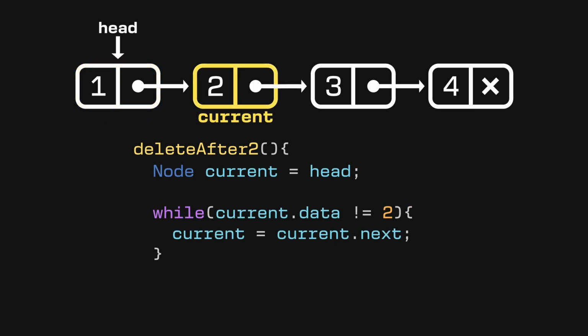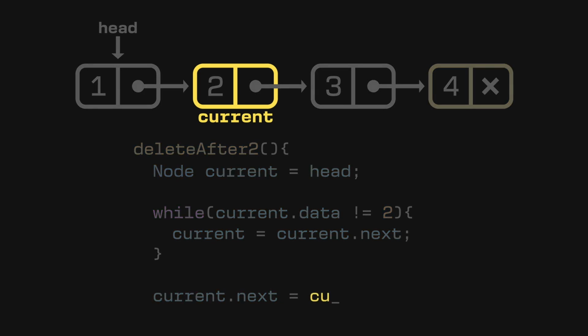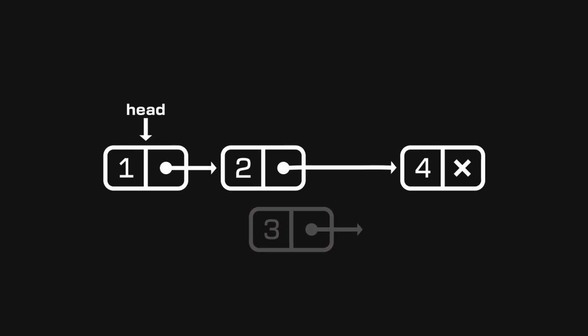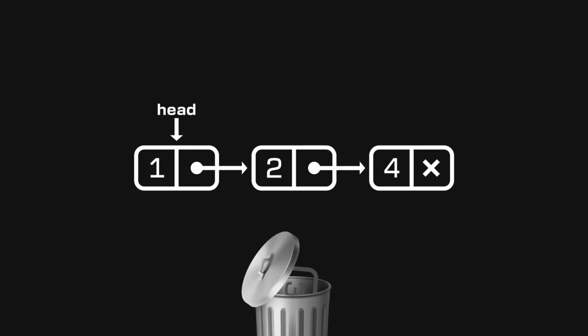We want to delete the node that comes right after current, so we'll update current's next field to point to the node that is 2 ahead in the sequence. That is to say, its next node's next node. This basically moves the next pointer to skip over the node that we're deleting, which completely removes it from the sequence. Now the removed node can be garbage collected.